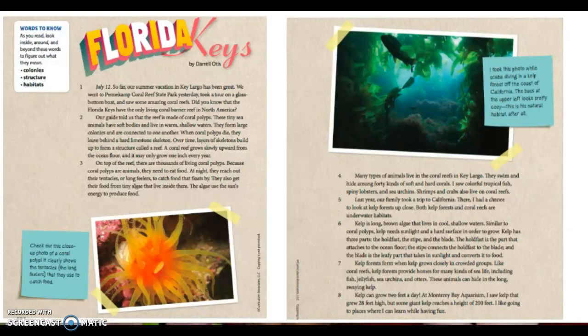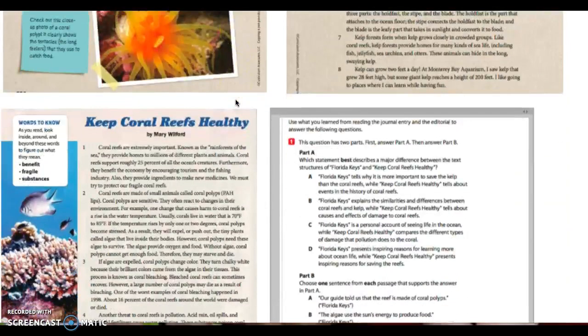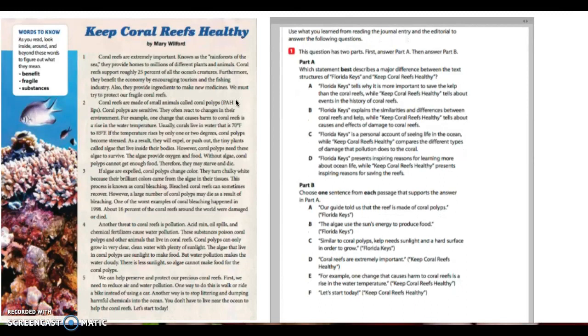We're going to start by looking at the title. The title of one passage is Florida Keys. The title of the second passage is Keep Coral Reefs Healthy. When I think about those two titles, I think about things like the ocean and animals that might live inside the ocean.